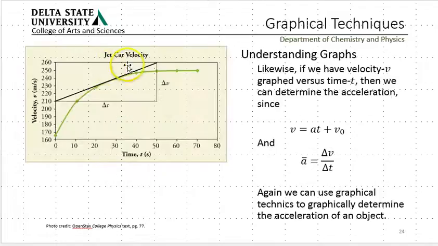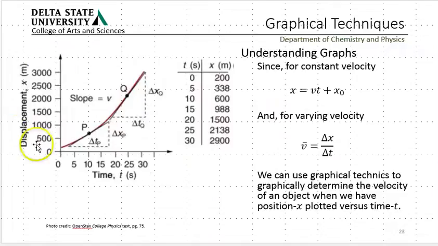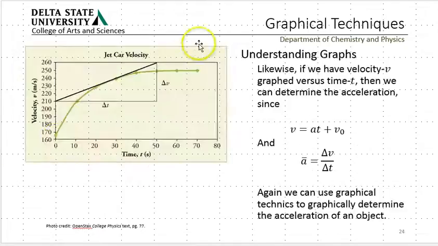If we do the same thing with the velocity versus time, and we just put in triangles here and there to measure the slope at different points, what we're mapping out is the acceleration, right? So if we've got displacement versus time and we look at the slope at different points, we're mapping out velocity versus time. And if we look at velocity versus time and we look at the slope at various points, we're mapping out acceleration versus time.